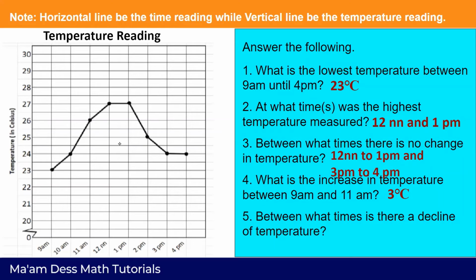Now, number 5, between what times is there a decline of temperature? So, ayan, kita po natin from our line graph that 1 p.m., eto po, to 3 p.m., there is a decline. So, bumaba po siya, diba? Okay.